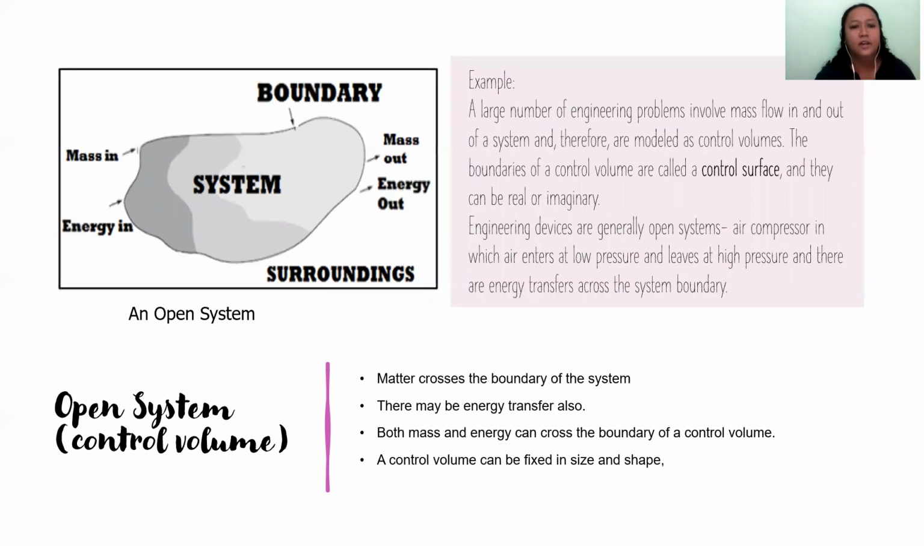System doon sa loob na fluid, surrounding yung sa labas, which is the air. Okay. Another example is the open system or yung control volume natin. So, closed system is a controlled mass while open system is a controlled volume.